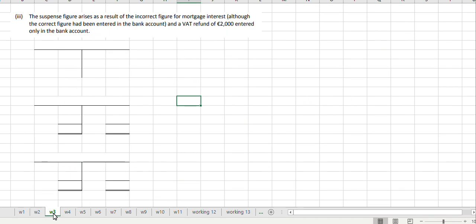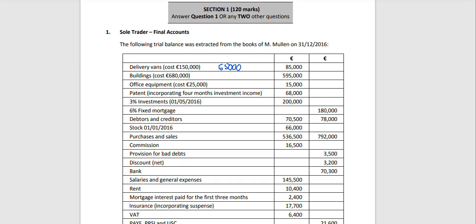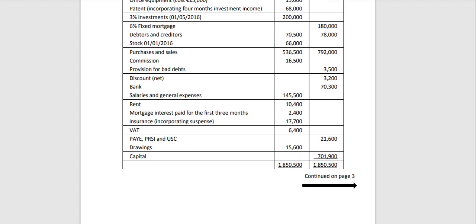Okay, note number 3. Note number 3 is a suspense figure. Suspense figure arises as a result of the incorrect figure for mortgage interest, although the correct figure had been entered in the bank account, and a VAT refund of 2,000 entered only in the bank account. Here, 3 accounts here: mortgage interest. I'm going to look back at the question and see where does it mention suspense. You can see down here, insurance is the account that we're going to deal with because it incorporates suspense.